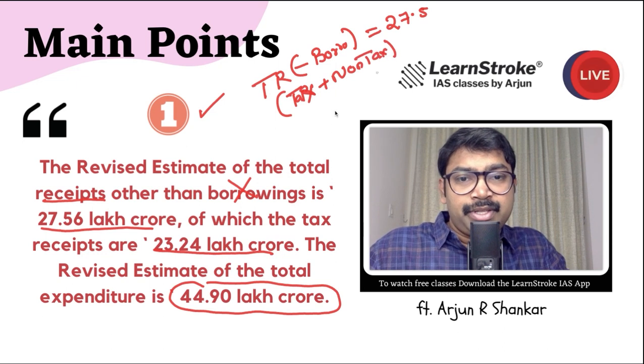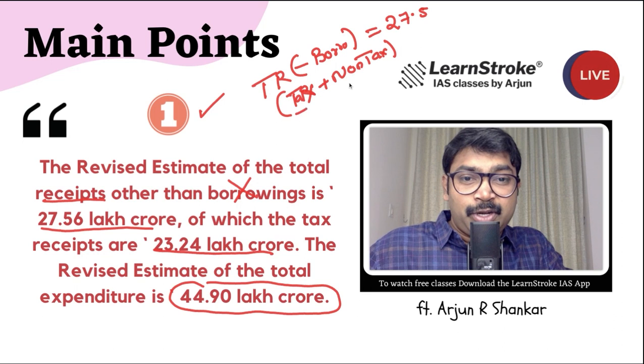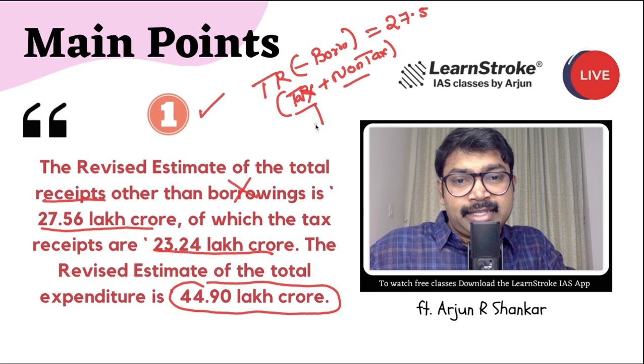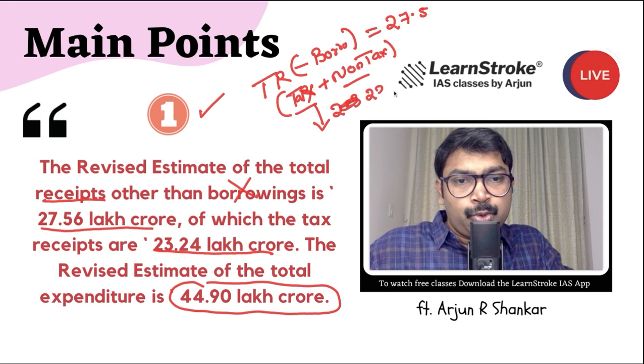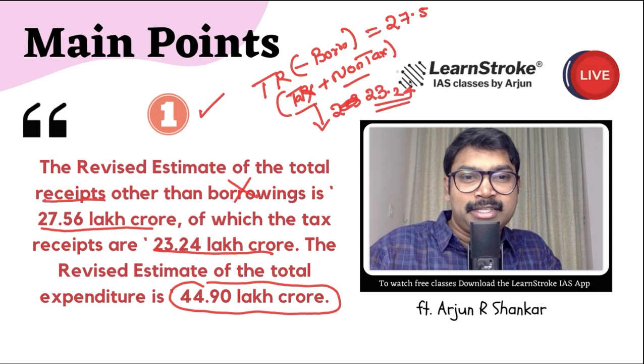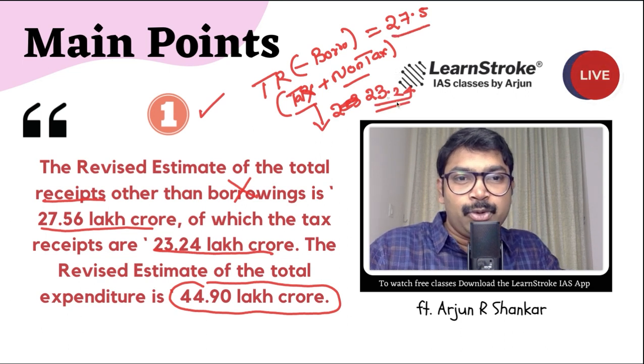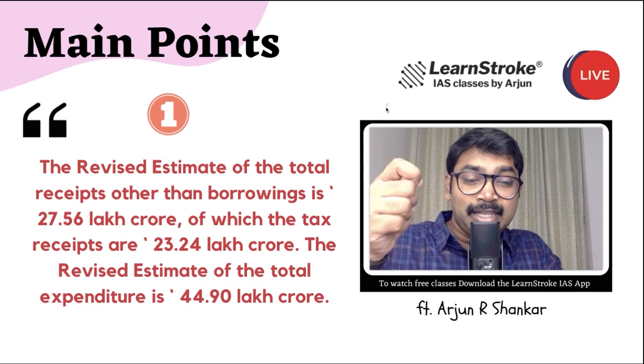So this is out of this. This is what is called the total receipts. So tax revenue plus non-tax revenue, and this is saying that the tax revenue is 23.24 crores is the part of that. So just imagine, what is the non-tax revenue? You can simply calculate it. 27.5 minus 23.24 is the non-tax revenue.